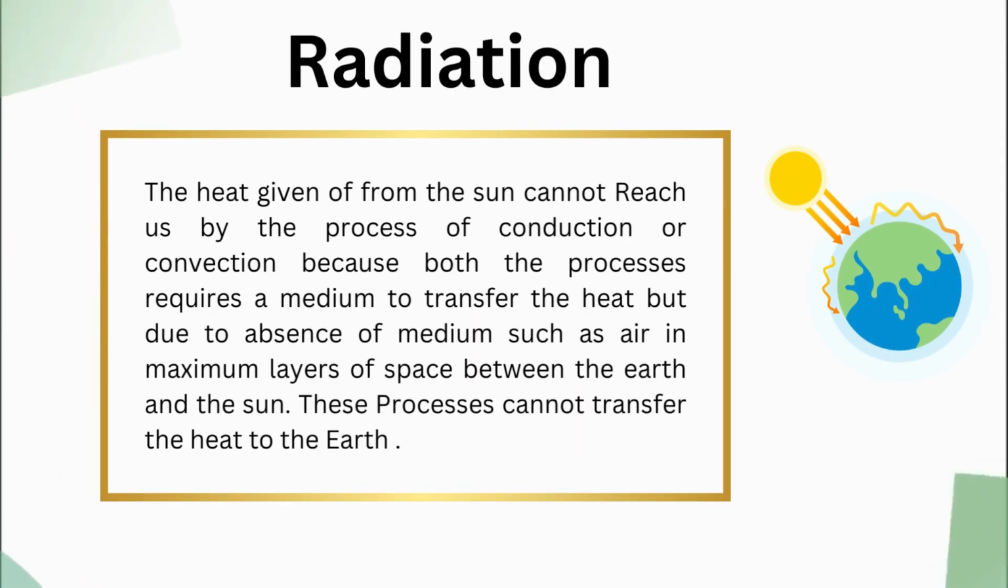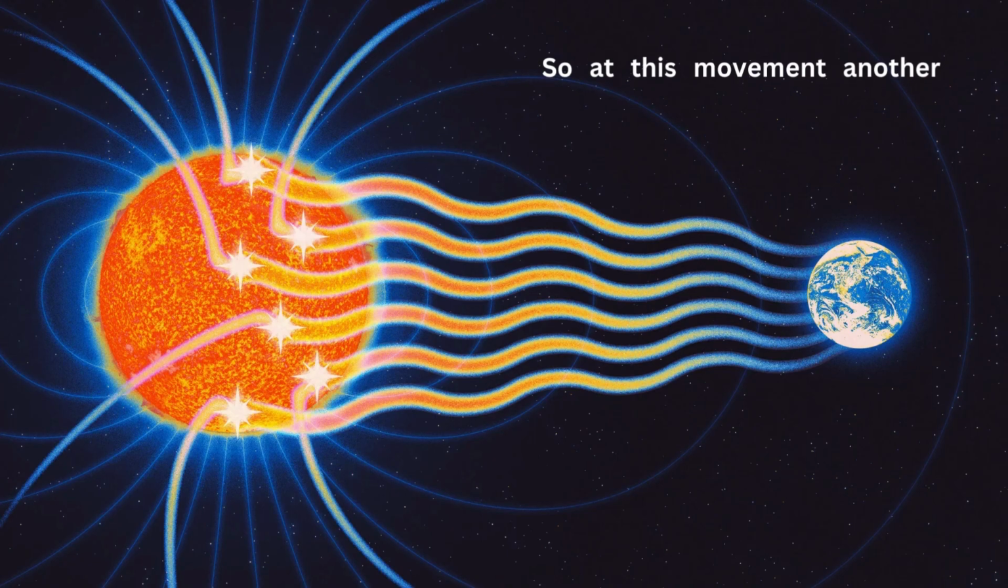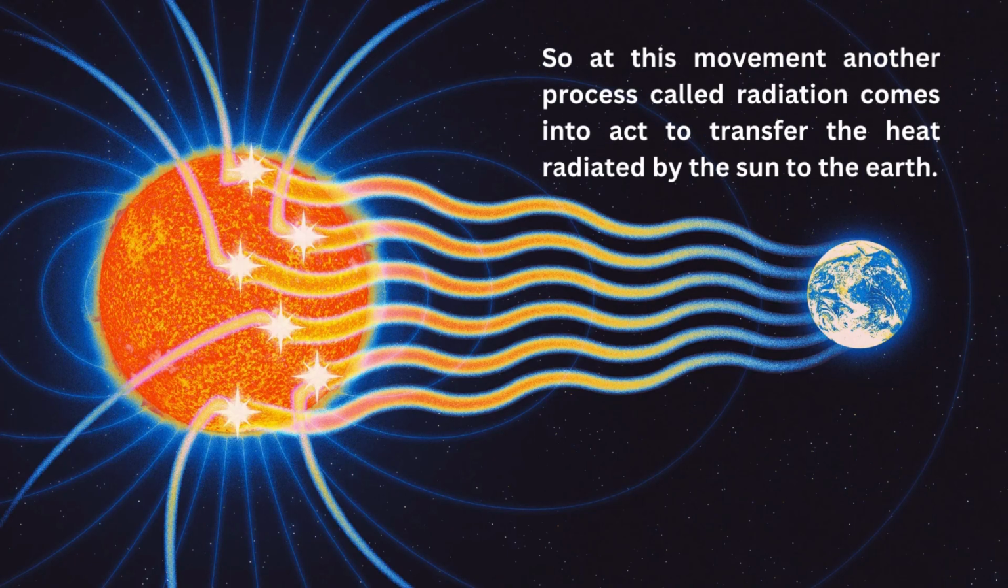The heat given off from the sun cannot reach us by the process of conduction or convection, because both the processes require a medium to transfer the heat, but due to absence of medium such as air in maximum layers of space between the earth and the sun, these processes cannot transfer the heat to the earth. So, at this moment, another process called radiation comes into play to transfer the heat radiated by the sun to the earth.